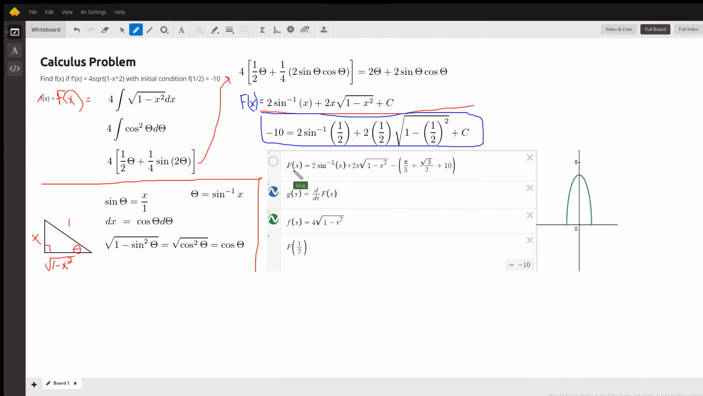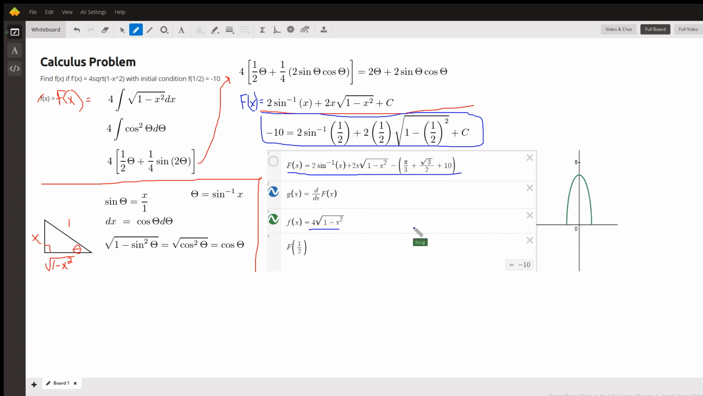Down here we have a graph of what I propose is the answer to this question. I've labeled it as big F instead of little f. That means if we find big F and take the derivative of it, we will get little f, which is what we started with: 4 times the square root of 1 minus x squared.